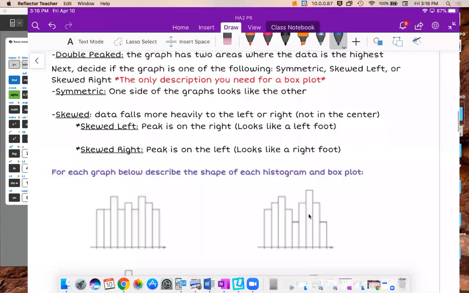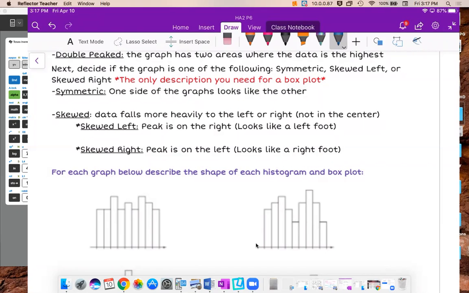So these are kind of backwards. If it is called skewed left, or left skewed, the peak is on the right side. It looks like your left foot: if you're looking at your head, your left foot is down on the bottom, and most of your body is up on your right side. And then skewed right, the peak is on the left. Over to the left, you're looking at your right foot, and all of your body weight is towards your left side when you're looking at your right foot. And these are the only descriptions you need when doing box plots.